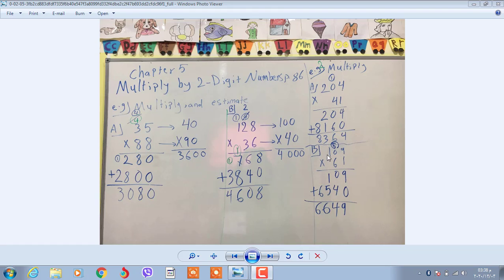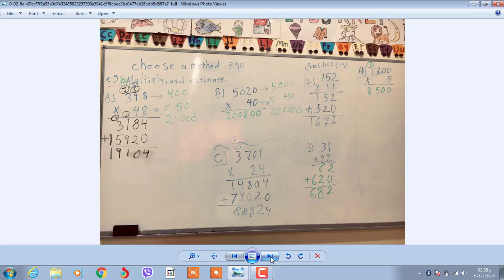6 multiplied by 1 equals 6, so we have 6540. 0 plus 9 equals 9. 0 plus 4 equals 4. 1 plus 5 equals 6, and bring down 6, so we have 6649. And now we are going to solve the practice about multiplying by 2-digit numbers.